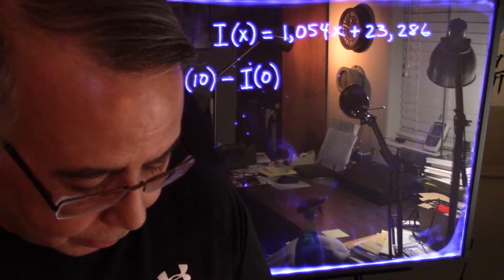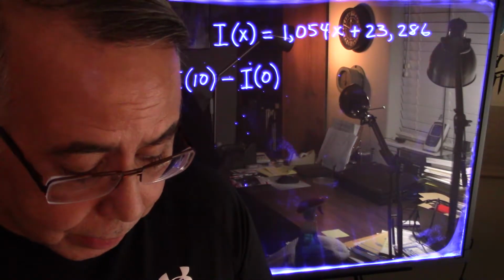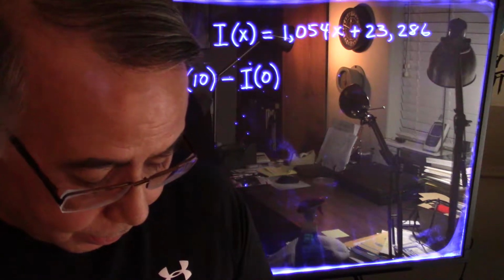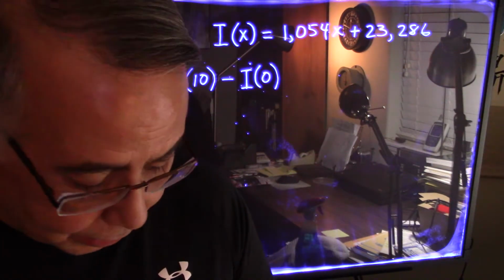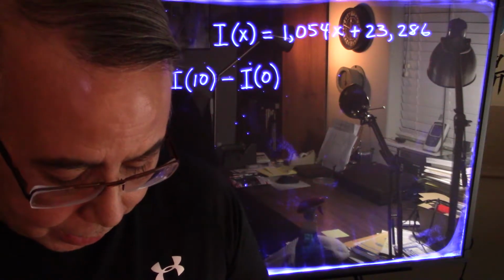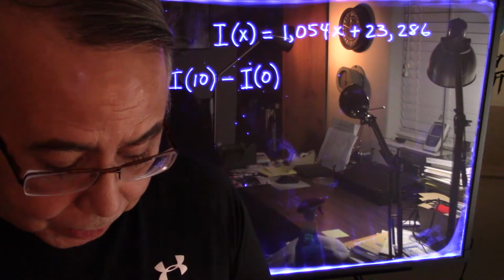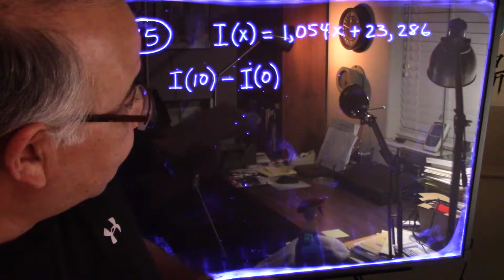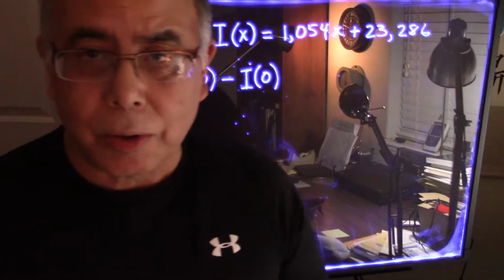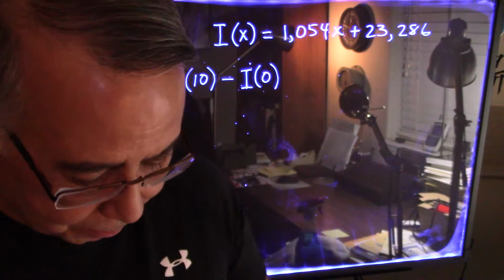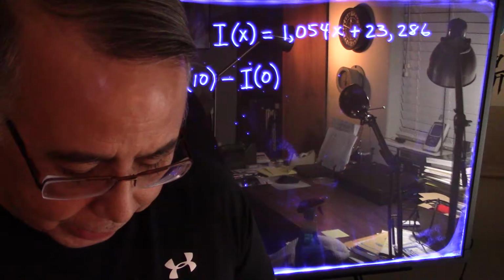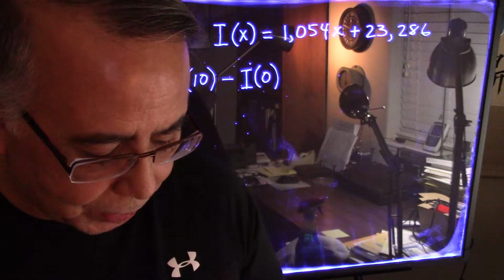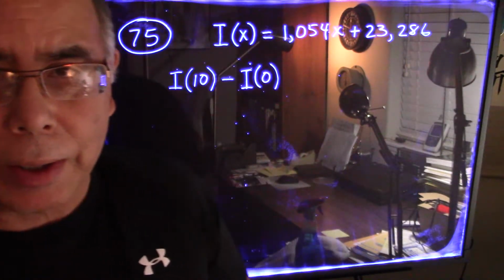What about choice C? Each year in the decade of the 1990s, average annual income increased by $1,054. Yeah, that's correct. That, in fact, is the slope. That's what we're looking for here. So that's the correct interpretation of the slope in this context.